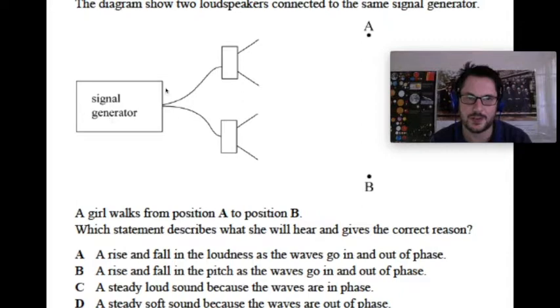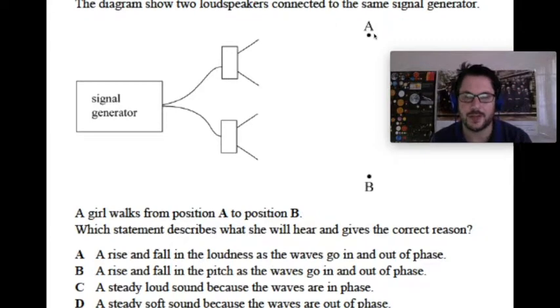Because they're using the same signal, the waves are going to be coherent. That means we're going to get interference. So when she moves from A to B, there's going to be periods where she has a maximum loudness and periods where she has a minimum loudness. So this is superposition, isn't it? Yeah.